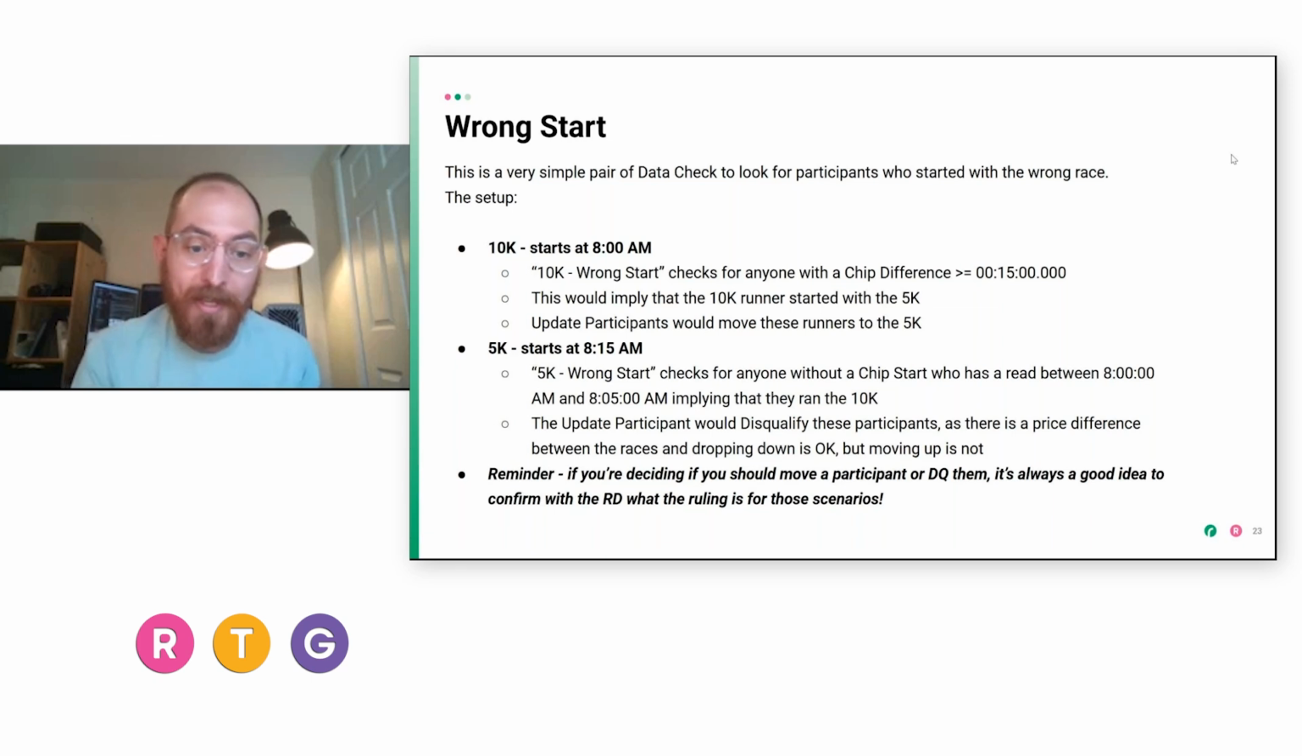Important thing to note, if you are deciding if you'd move someone or disqualify them, it's always a good idea to confirm with the race organizers what the ruling is, because you should be very, very clear with the participants what's going to happen if they get moved or if they show up in the wrong event. And if the race organizer hasn't thought about that scenario, it's a good idea to remind them because it happens all the time, as we know.